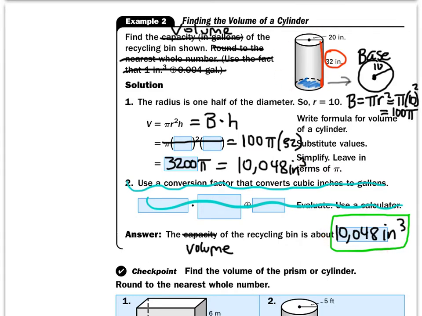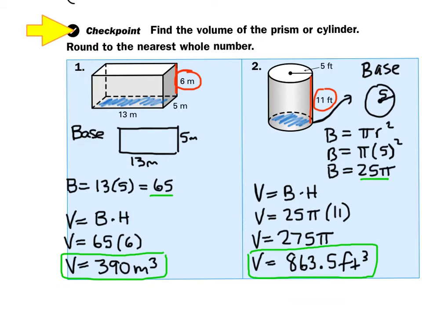Okay, so let's do the checkpoint together. We're going to find the volume of the prism or cylinder, and they say round to the nearest whole number. You can cross that off. We're going to be exact. All right, take a look at number 1.